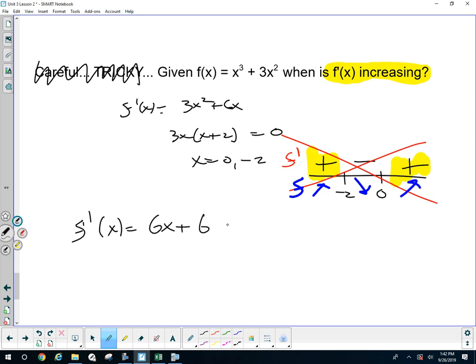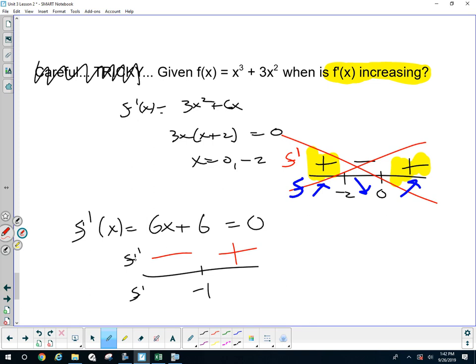6x plus 6, set this equal to 0. Negative 1. Here is f prime's prime, which is telling us what's going on with the behavior of f prime. I would not factor this. It's easy enough to plug in something like 0. 0 plus 6 is a positive. Negative 2 times 6 is negative 12 plus 6 is a negative.